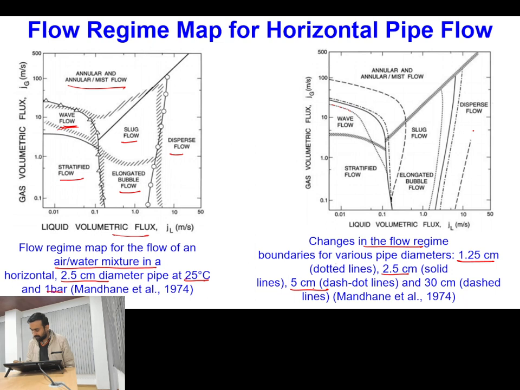So here you can see in a larger pipe it takes more flow rate to enter into the dispersed flow regime. Okay, so there is some shift in the boundary. So here you can see how much difference. This is a huge difference. This much difference is coming when you are simply changing the diameter from 2.5 centimeter to 30 centimeter. Okay. So this particular design map is nothing but showing the effect of change in diameters.